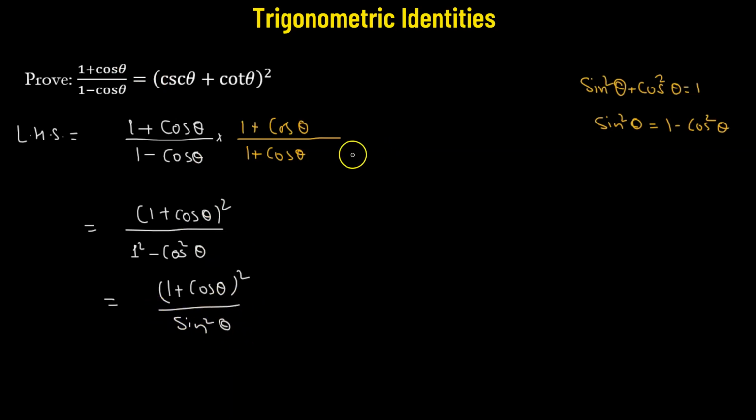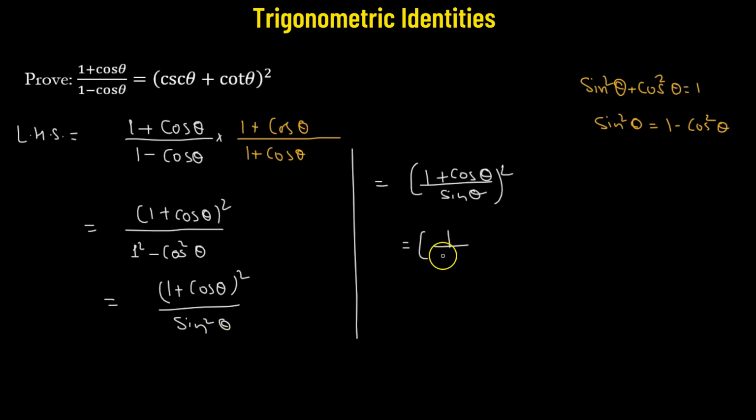Now we can rewrite our given expression as 1 plus cosine theta divided by sine theta whole squared, since both the numerator and the denominator are squared. Now we can rewrite this as 1 over sine theta plus cosine over sine theta whole squared.